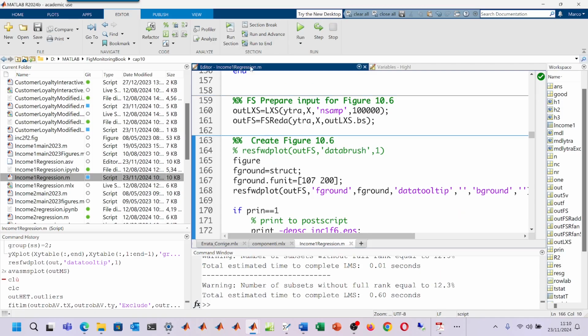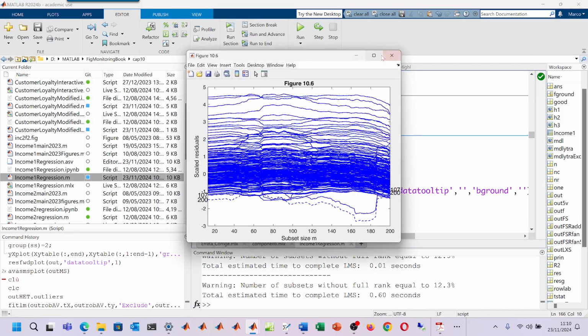Now we analyze the residuals in the square root scale.